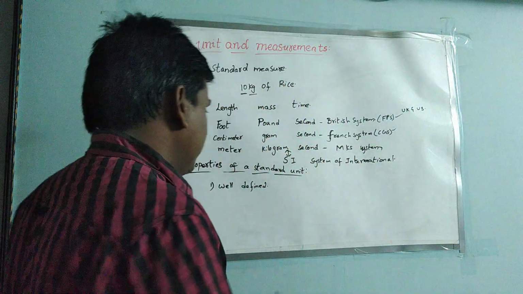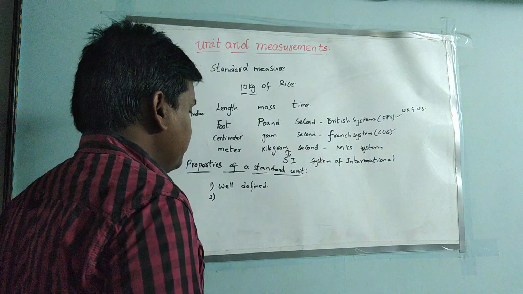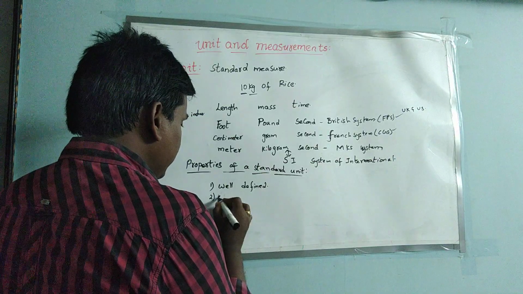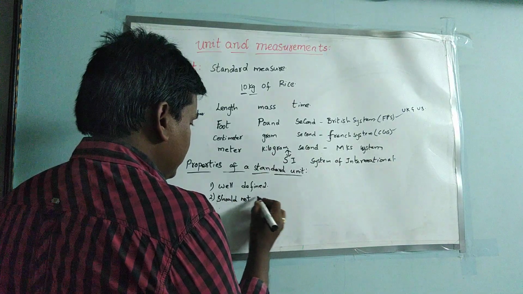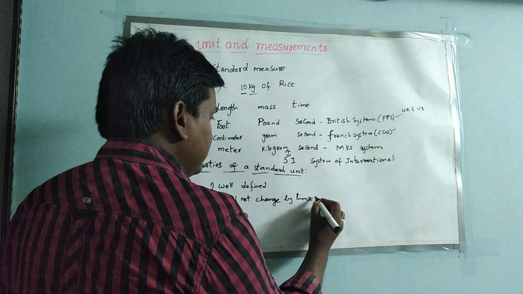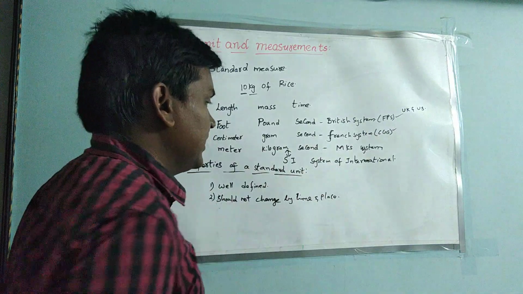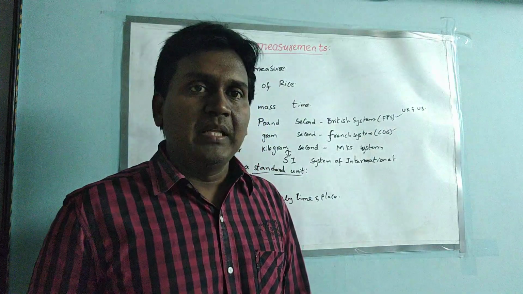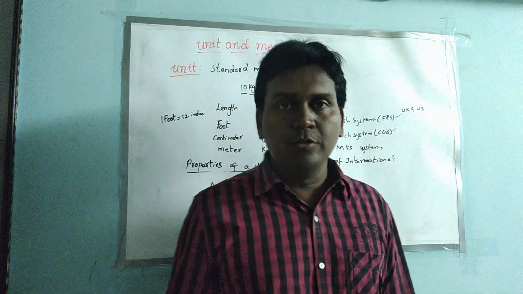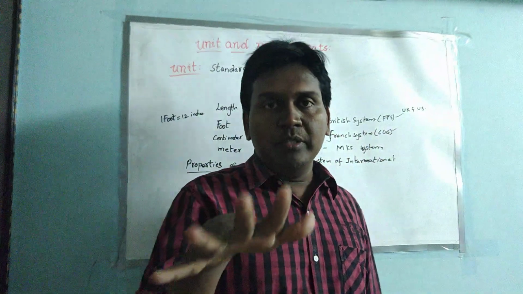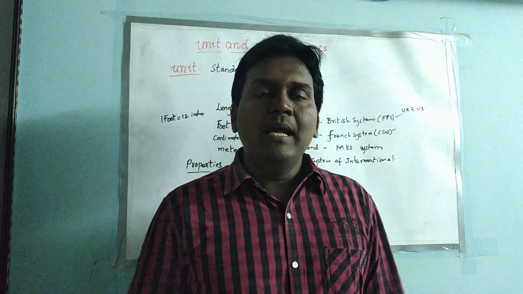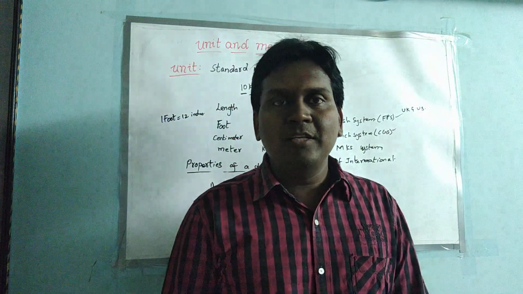Next, it should not change by time and place. By changing the time or by changing the place, it should not change. Consider an example. There is a table and a child measures the length of the table with his hand span. While measuring it, he got 10 hand spans. The length of the table is 10 hand spans.